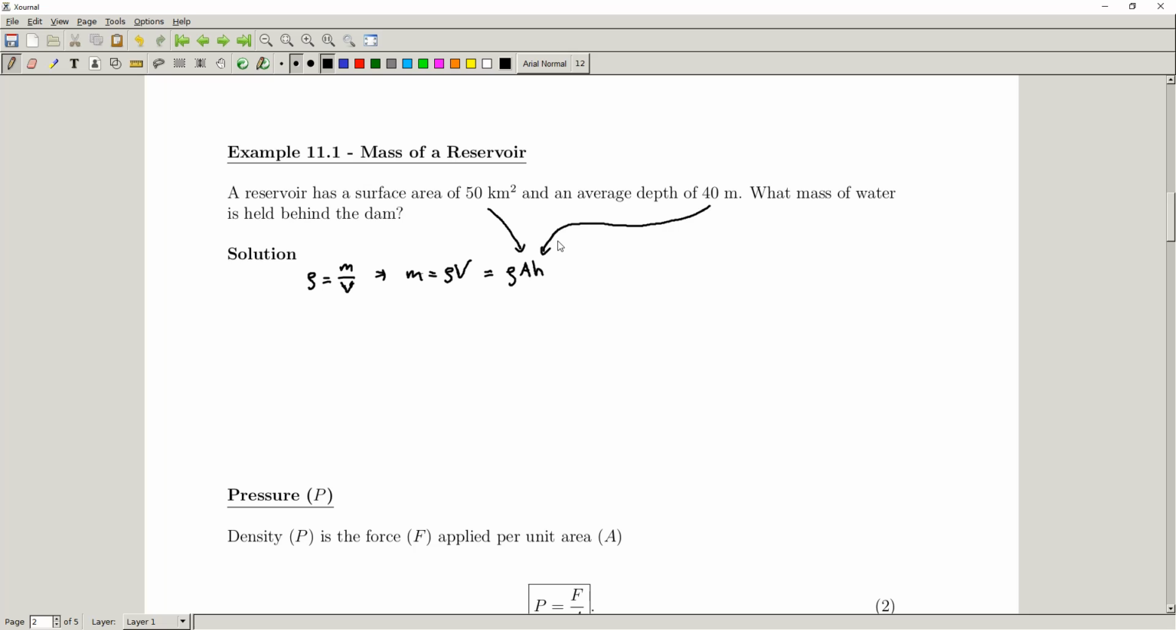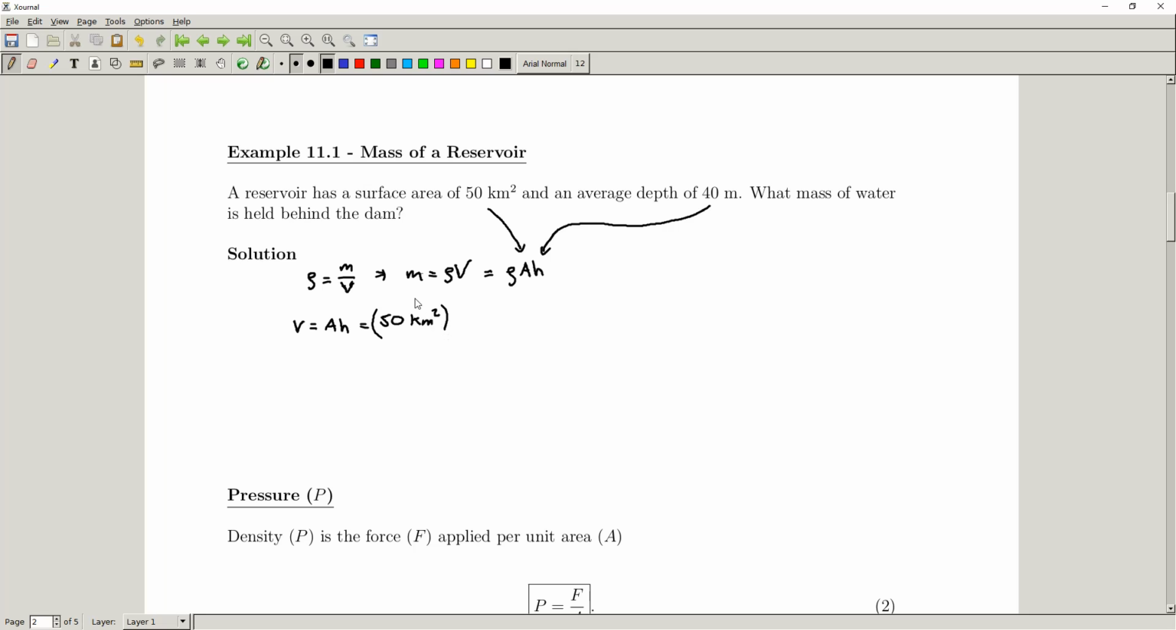We also know the density of water. We could look it up in the table, and we would find that it is 1 times 10 to the 3 kilograms per meter cubed, right? So what we end up wanting to calculate, the way they do it in the text, is they calculate this V first. So we know that V is equal to AH, and they simply write down the 50 kilometers squared.